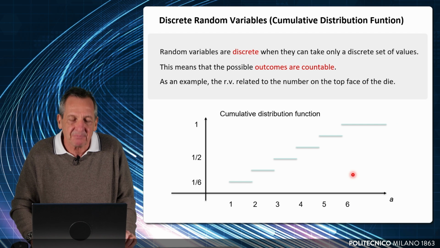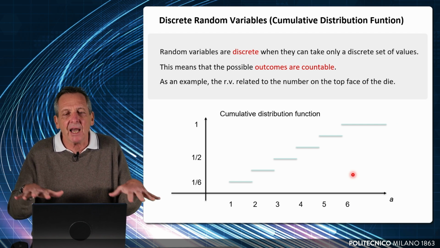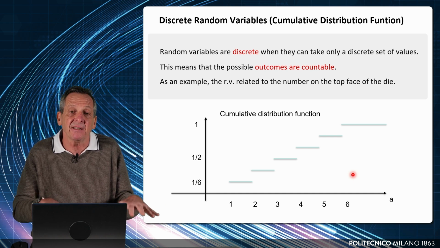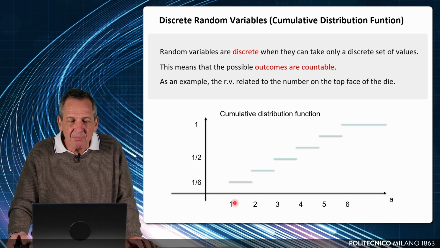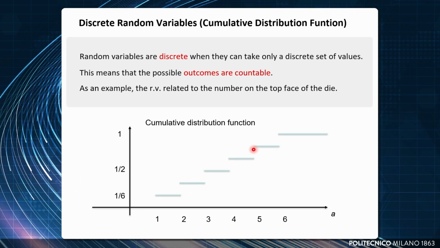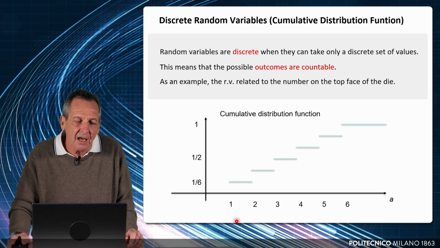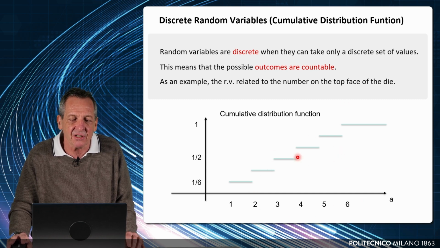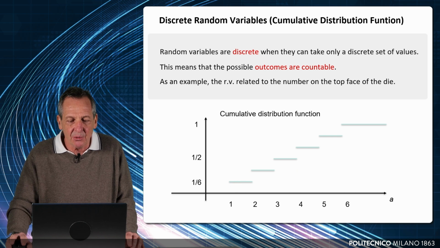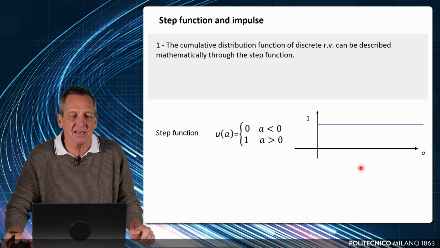Now the problem is, since we have this step function and we would like to compute the probability density function, well, there is the problem of the first derivative of this function where we have these discontinuities here. And we do not have mathematical tools to compute this first derivative in correspondence of the integer numbers, in correspondence of this jump here of the step. So we have to introduce a couple of funny functions. The first one is the step function.